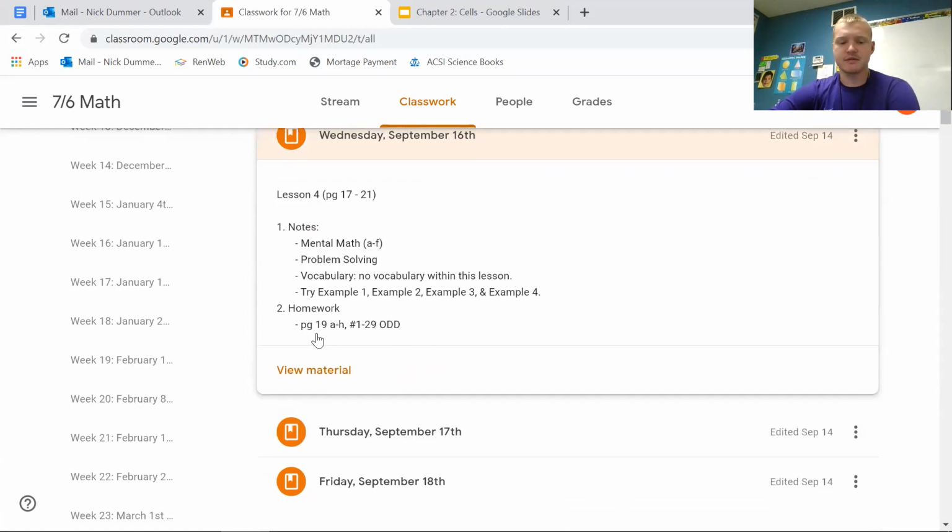What I would like you guys to do for homework to turn in via email, I've had some people type it in an email. That's totally fine. You can scan your sheet of paper that you do all your math on. You can just bring your sheet of paper into the front office and they will put that in my box and I'll pick it up. So however you would like to turn it in, it's totally fine. So page 19, A through H, so all the letters, and then numbers 1 through 29 odd. And remember, you can do even numbers. You can do some of them or all of them for extra credit.